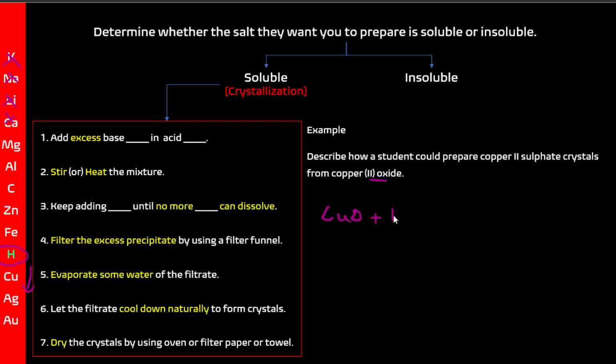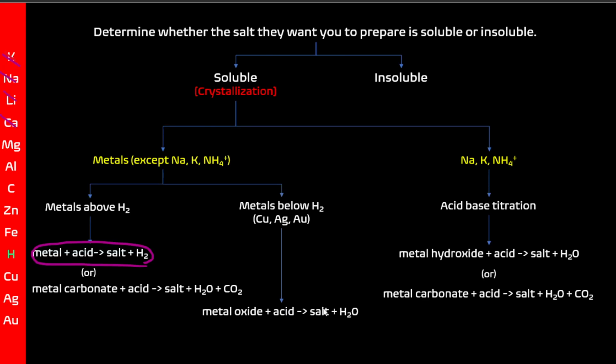Copper(II) oxide plus, what do they want? Copper(II) sulfate, so obviously we're going to use sulfuric acid to form copper(II) sulfate and then water. It will be helpful to write down an equation, which falls into this category.